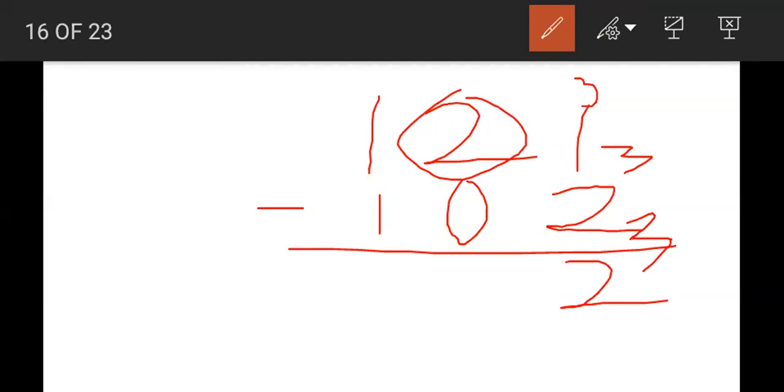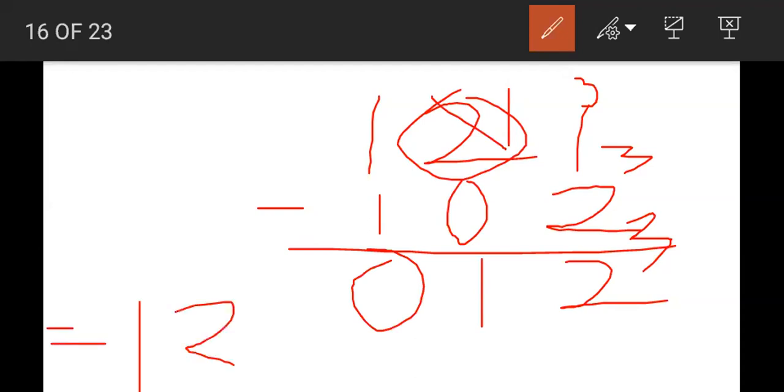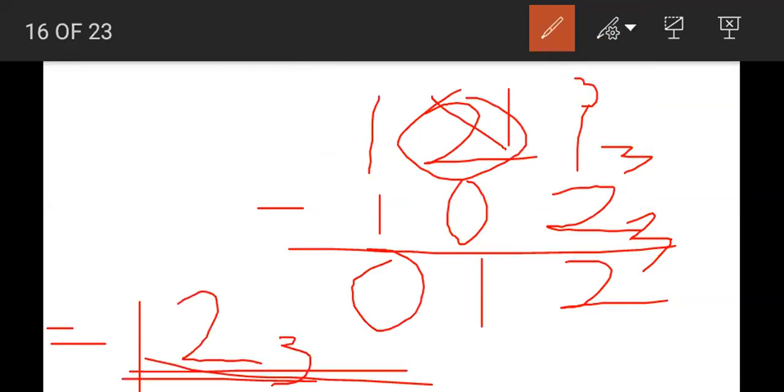So yes, this is not the remaining one. Subtracting 1 from 1 gives us 0, then 1 minus 1 gives us 0. So therefore, our answer is 012. You now write your answer as 12 in base 3. And that is the final answer.